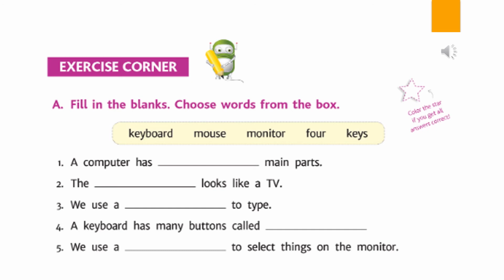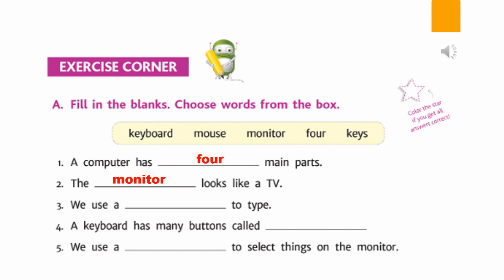Now let's do some exercises. So here we need to fill in the blanks. We need to choose the words from the box and then fill in the blanks. So the first question is, a computer has dash main parts. So the answer is 4. So a computer has 4 main parts. So the second question is, the dash looks like a TV. We have learned this in the last class. The monitor looks like a TV.